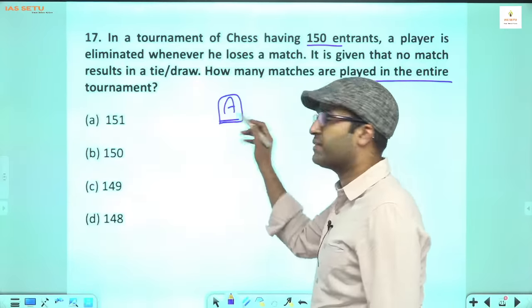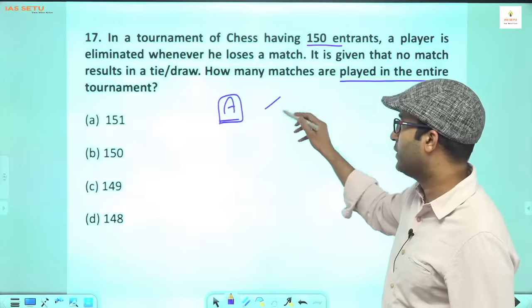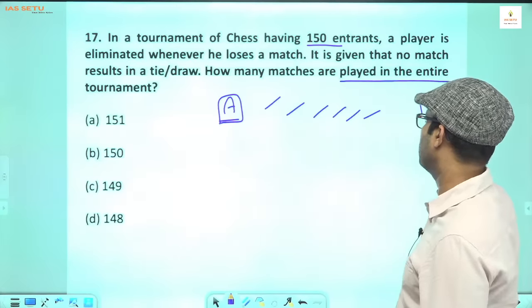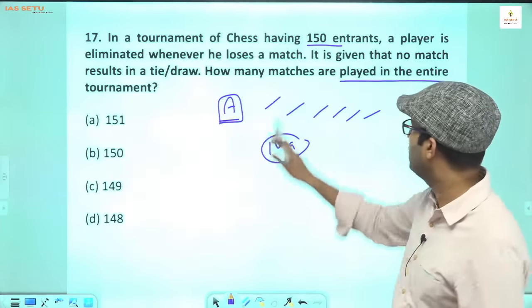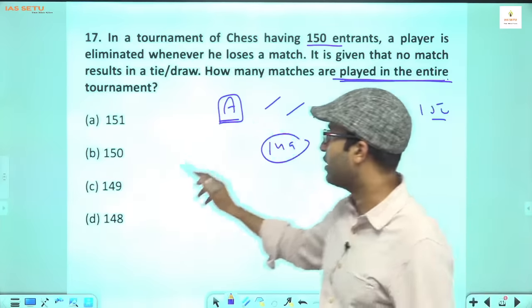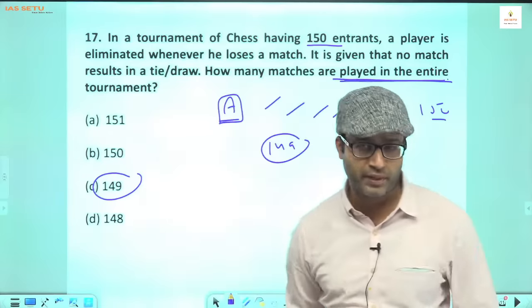ए बाहुबली है, ये सबको हरा देगा, सेकंड प्लेयर को, थर्ड, फोर्थ, फिफ्थ, 150th. तो ए विल हैव 149 मैच. तो ए अकेला बचेगा. सो हियर हाउ मेनी मैच आर प्लेड इन द एंटायर टूर्नामेंट? 149. दिस इज वन ऑफ द मेथड.